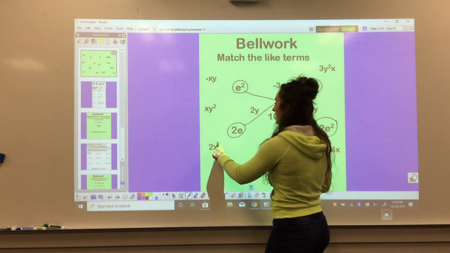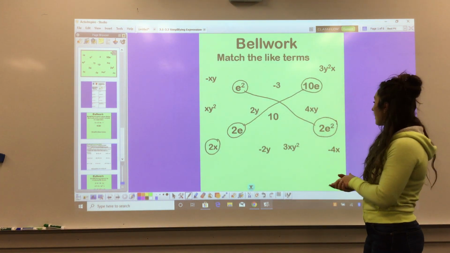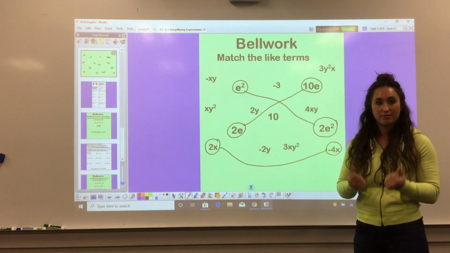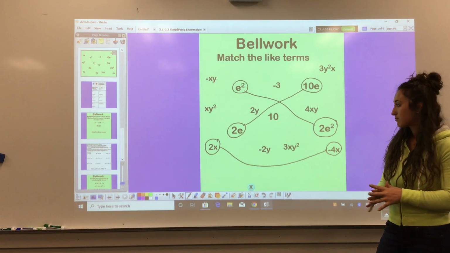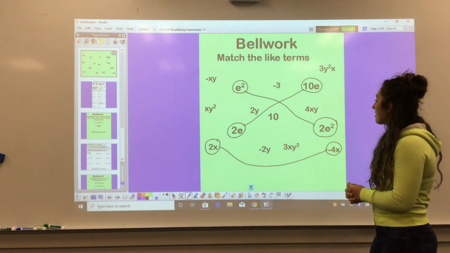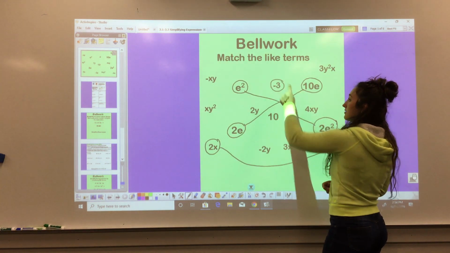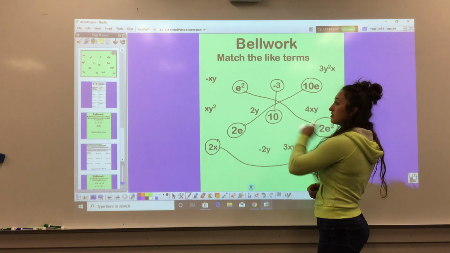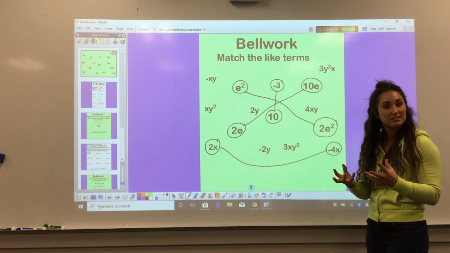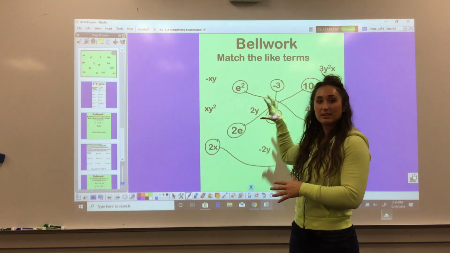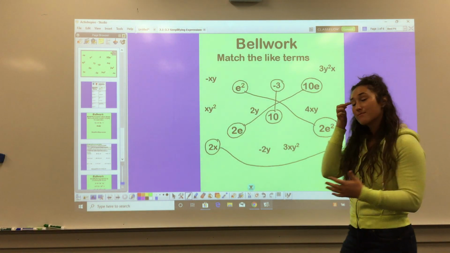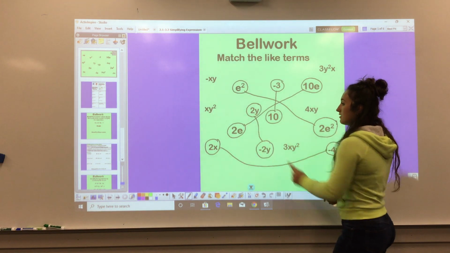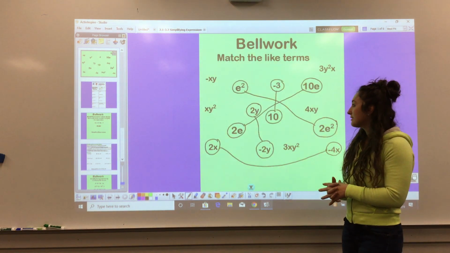Next, if we started with 2x, the like term would be negative 4x. They both have the variable term of an x with no exponent. Let's do negative 3. Okay, there's no variable with no exponent, so the like term would just be 10. They're both just constants. There's another vocab term. They're both constants, meaning they are just a number on their own. 2y and negative 2y would be like terms. They both just have that y.